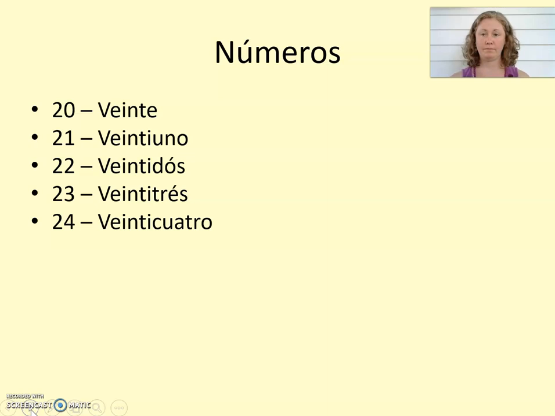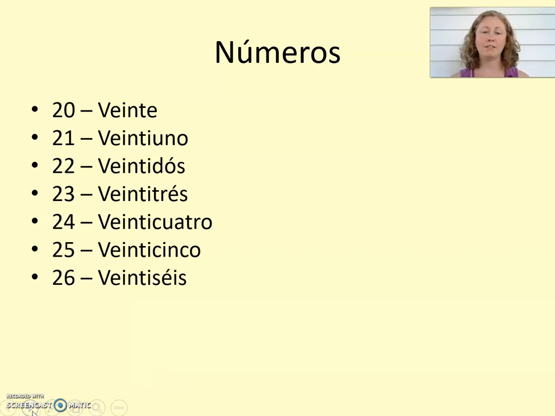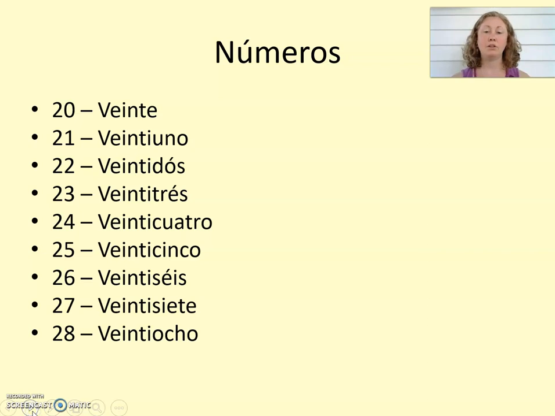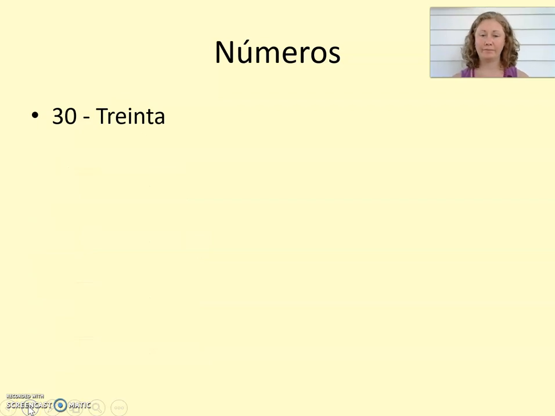24, 25, 26, written accent mark on the E of the syllable seis. 27, 28, 29. That takes care of numbers 0 through 29. Finally, 30. 30.